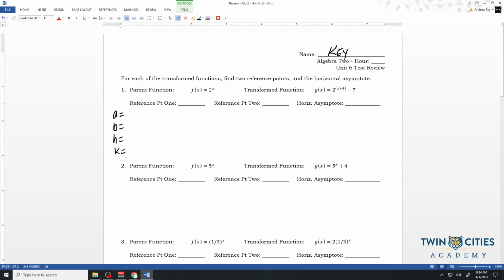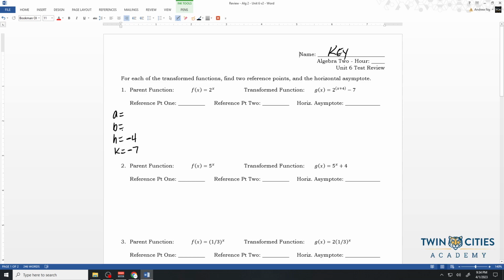Now from the standard form, I'm going to start at the very back. K is the number at the very end. So this is going to be minus 7. So k is negative 7. H is what is being subtracted from x. So up here I see x plus 4. So h is not 4, h is negative 4, because x minus negative 4 would be the same as x plus 4. So h equals negative 4.